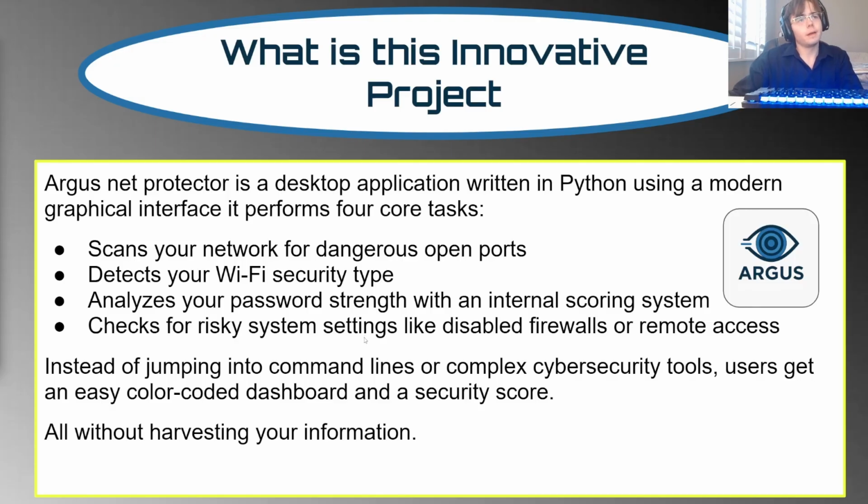Argus Net Protector is a desktop application that works on both Windows and Linux, completely written in Python, and it performs 4 core tasks. It scans your home's network for dangerous open ports, detects your Wi-Fi security type, analyzes your password strength with an internal scoring system, and also checks risky system settings like a disabled firewall or remote access.